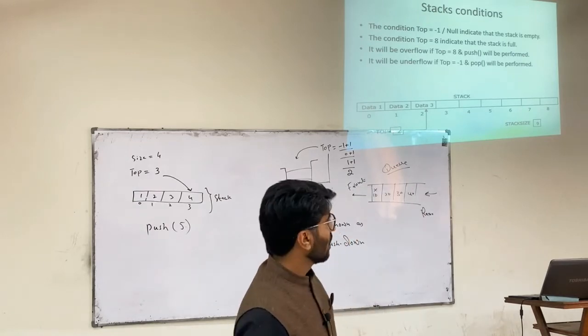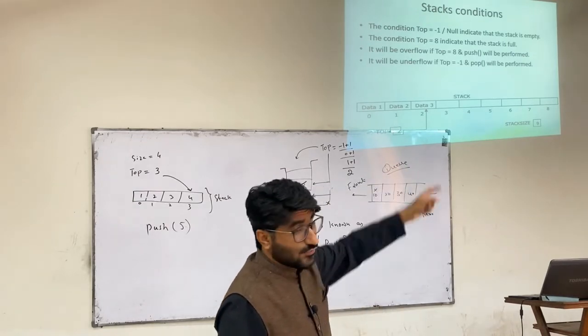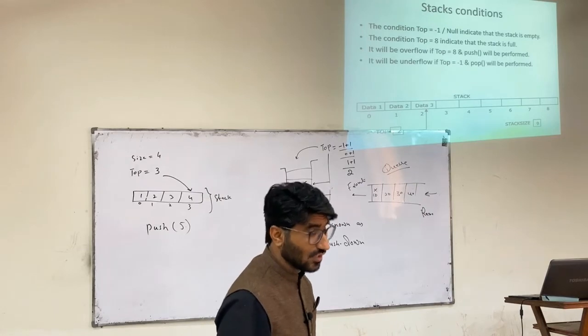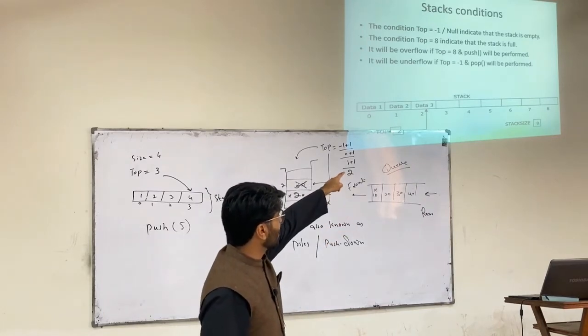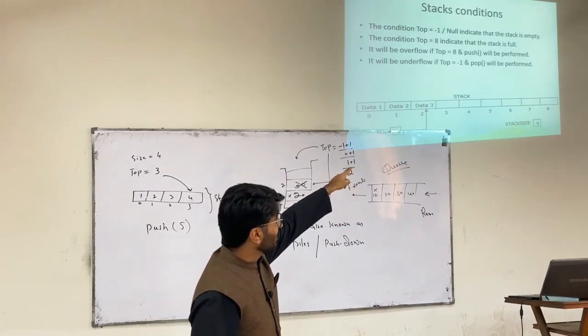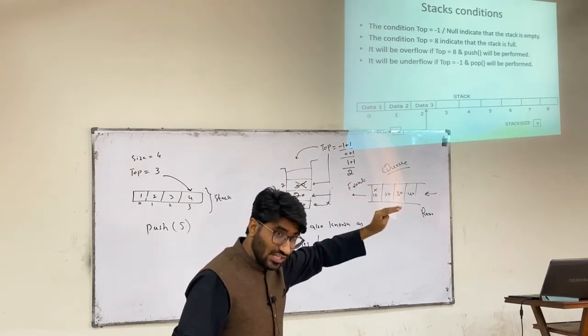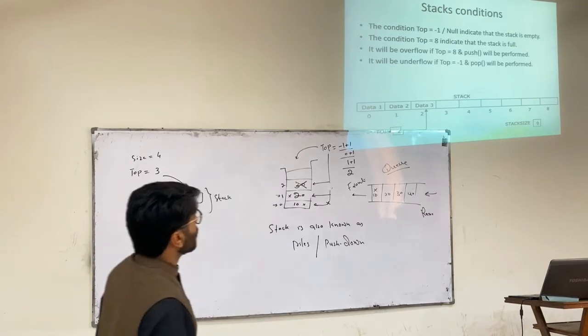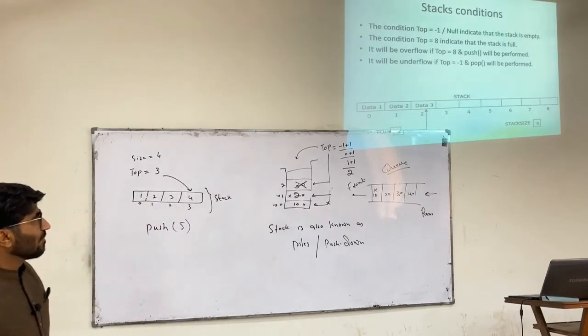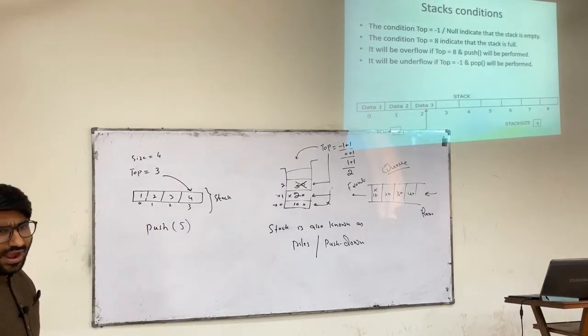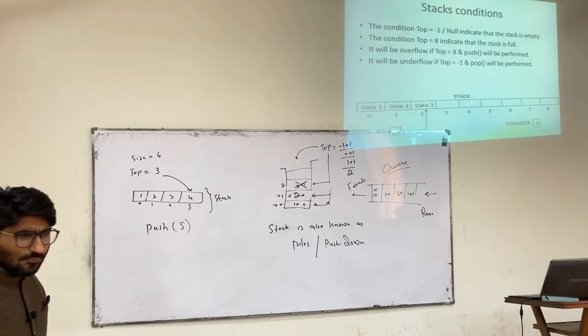Let's suppose it is full already. We're considering it is full. At this situation, the top is 2. But if all the data is inserted and top reaches 1, then it is full. So now, it will be underflow if top is equal to -1 and you want to perform pop.